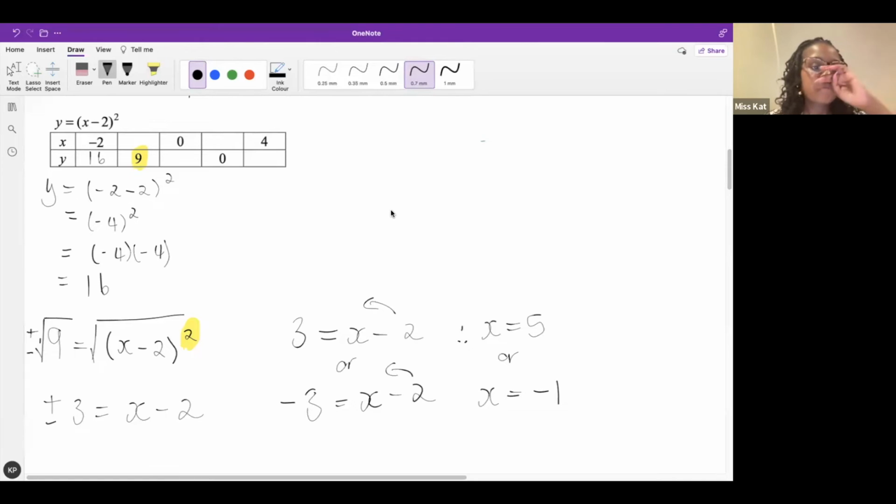So ma'am, the original question, did it have a square root? No, it didn't, right? All we had was 9 equals x minus 2 squared. That's all we had, right? Yes, ma'am. So now we want to get rid of the squared. How do I get rid of the squared? Square root.